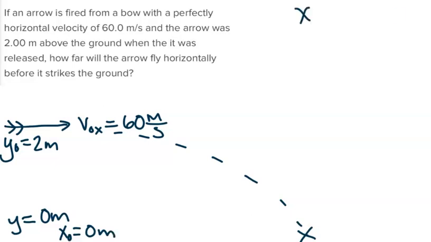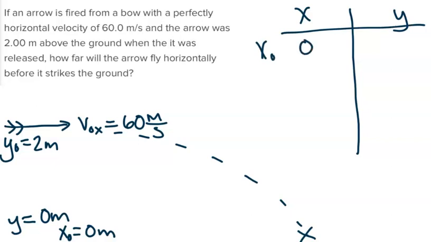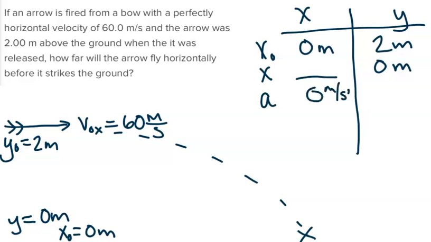So we have the x and the y side here. We have an initial x position of 0 meters. Our initial y position we said was 2 meters. Our final position is what we're solving for, but in the y direction, we know that that is going to be 0 meters. Then when we look at our acceleration, in the x direction, we have 0 meters per second squared because nothing is impacting the motion horizontally. In the y direction, we have acceleration due to gravity, so negative 9.8 meters per second squared.